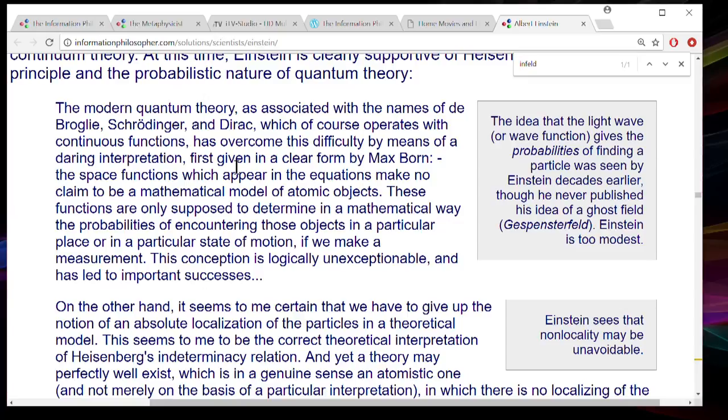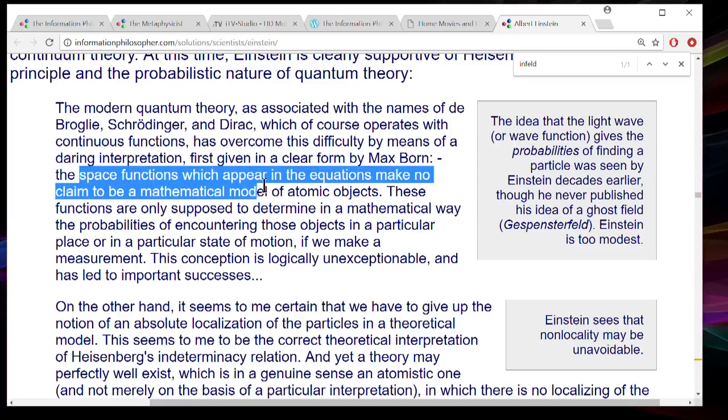The theory has overcome this difficulty by means of a daring interpretation, first given in a clear form by Max Born. The space functions, what we call the wave functions today, first appear in the equations, make no claim to be a mathematical model of atomic objects. Now, it turns out Schrodinger hoped for that very thing, that these space functions or wave functions could be a way of describing the particles, okay?